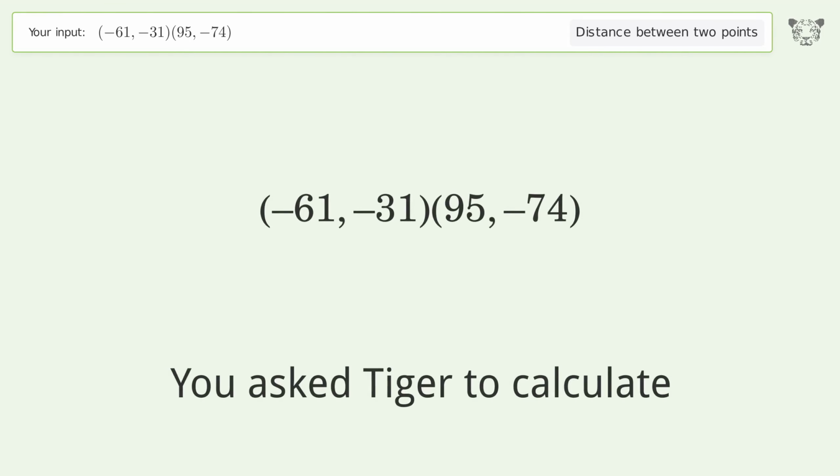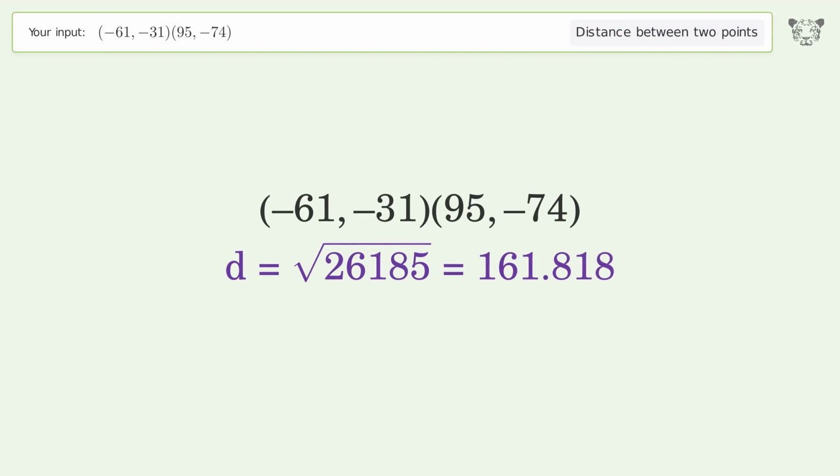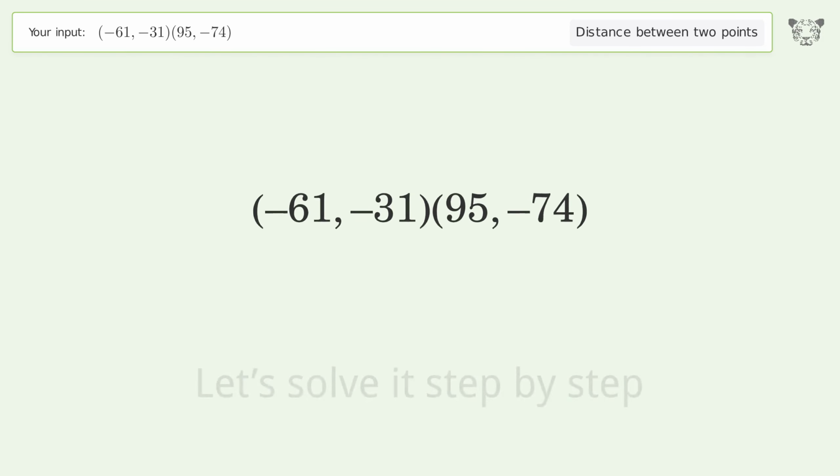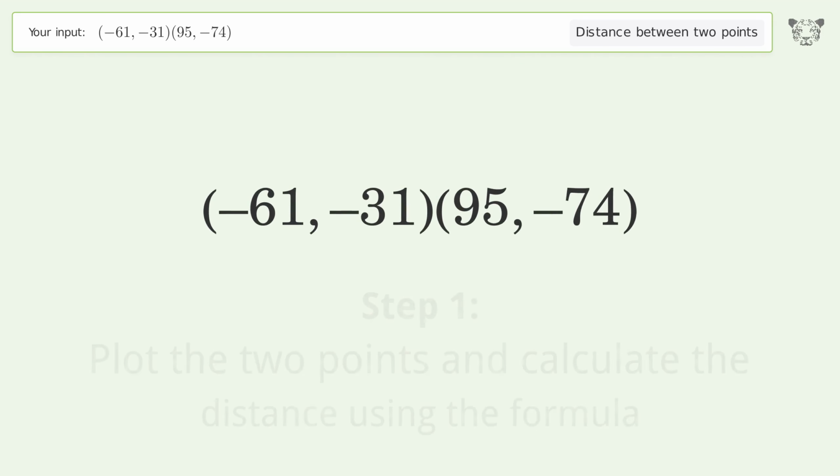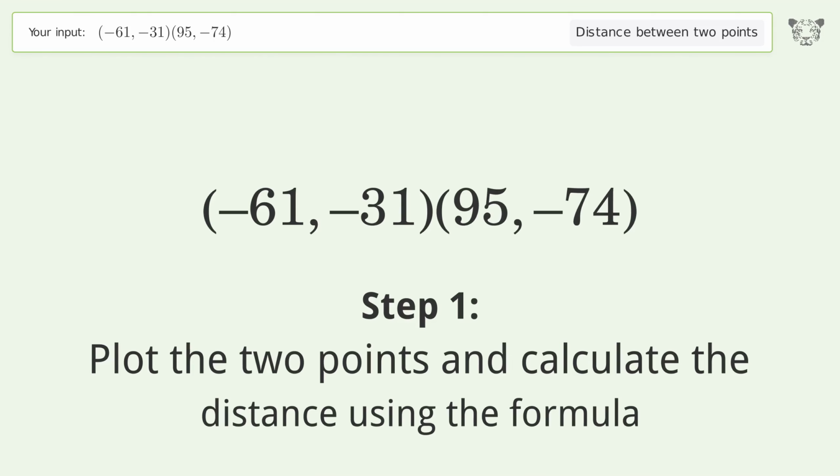You ask Tiger to calculate. This deals with the distance between 2 points. The distance between the 2 points is the square root of 26,185 or 161.818. Let's solve it step by step. Plot the 2 points and calculate the distance using the formula.